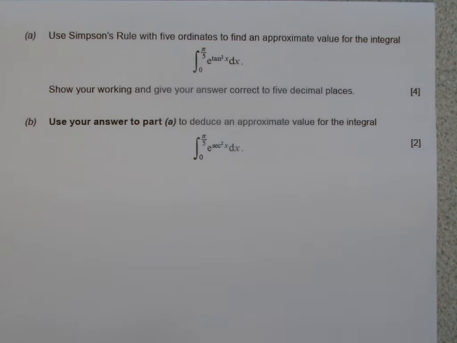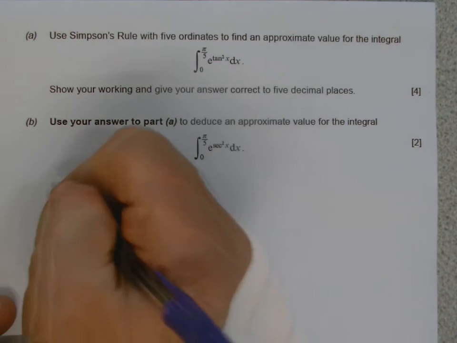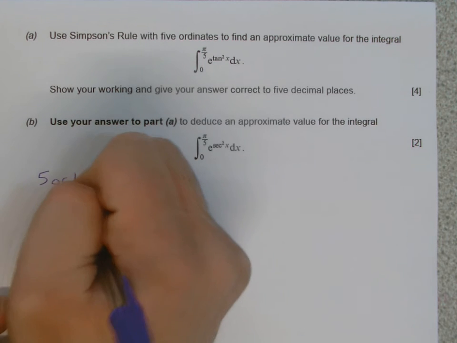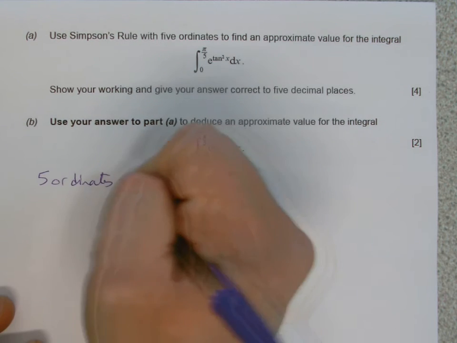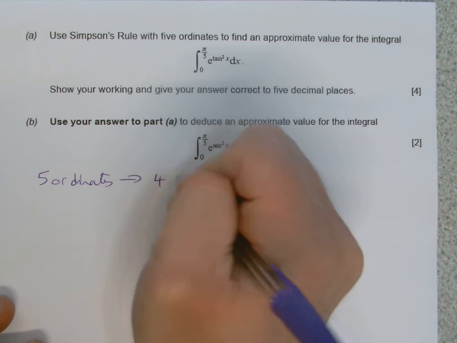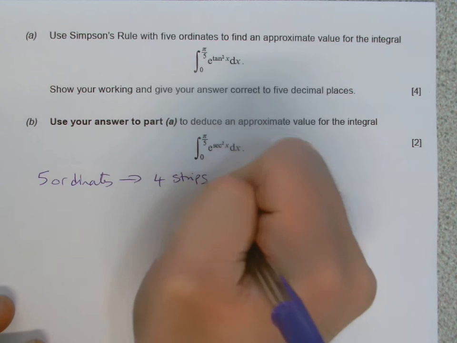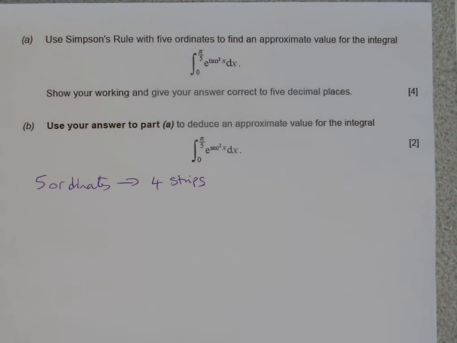Okay, so Simpson's rule here, we've got to integrate this between 0 and pi over 5 of e to the tan squared x using 5 ordinates, right? So if we've got 5 ordinates, then that means we will have one less, so we'll have 4 strips, okay? If we try to visualize what's going on here, right?